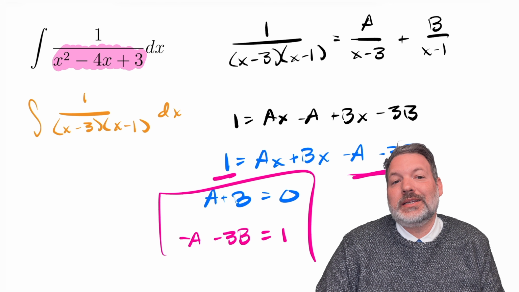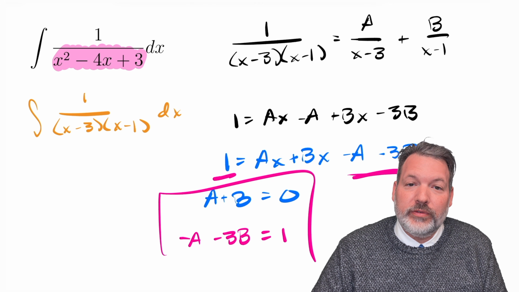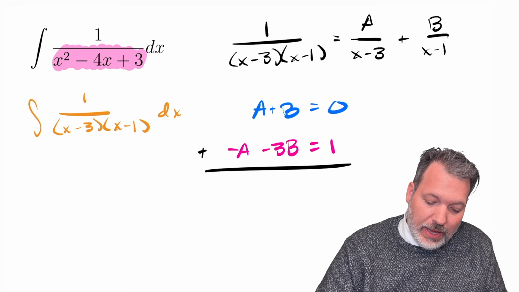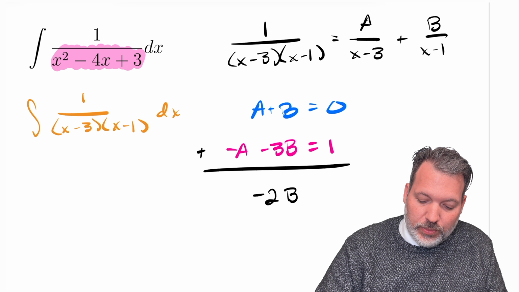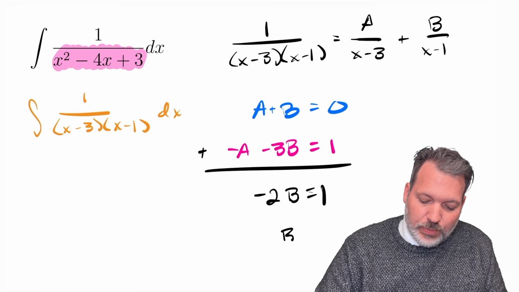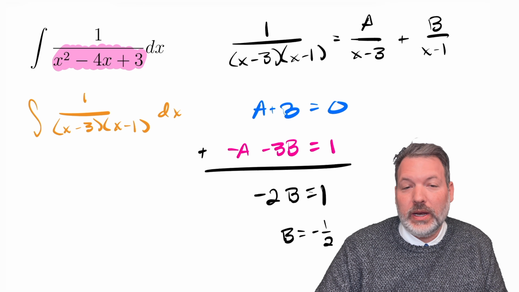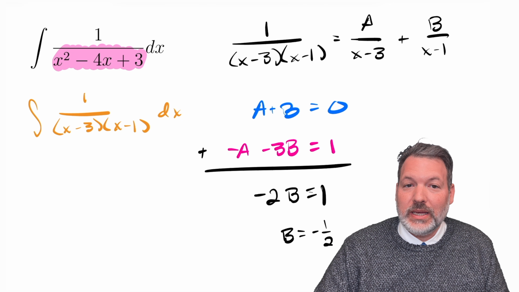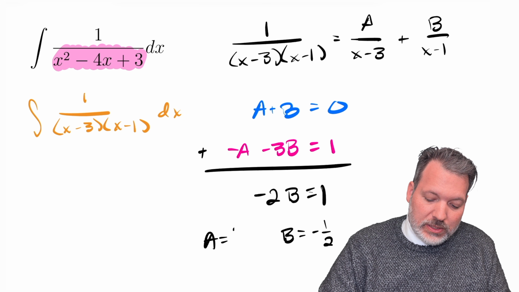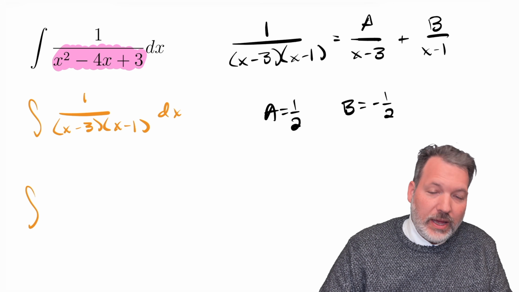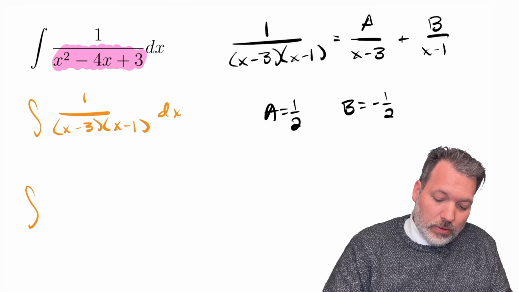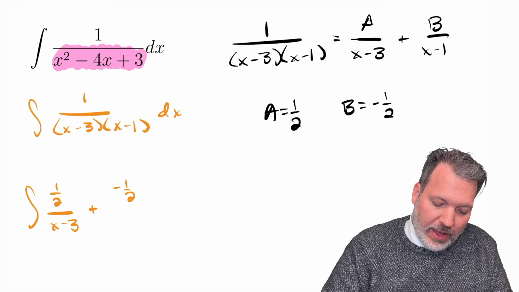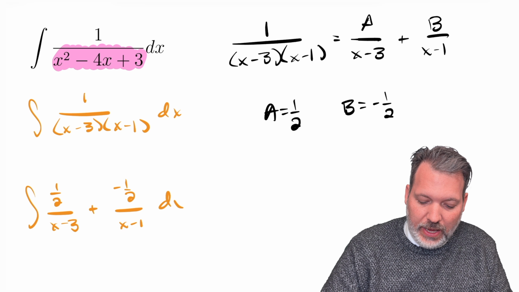And this is just a system of equations that we can solve for a and b. Adding these two equations together will help you cancel out the a's and give you back that negative 2b is equal to 1, which means b itself must be negative 1/2. And remember, a was supposed to be the opposite of b, because when we added them together, we got 0, so a must be 1/2. Putting that all together, we can rewrite that integrand now as 1/2 over x minus 3 plus negative 1/2 over x minus 1 dx, of course.